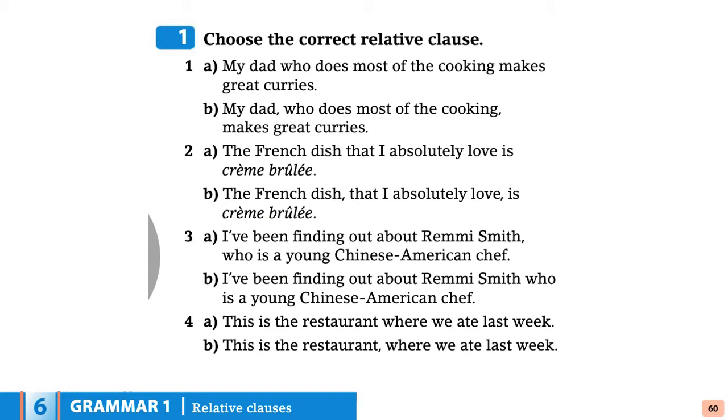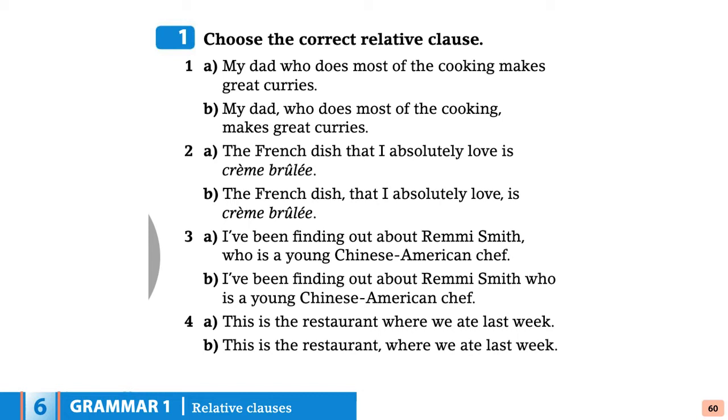Now, let's go to student's book, page 60, exercise number 1. Choose the correct relative clause. Alright, now remember, defining clauses, they are very important for the meaning of the whole sentence. Non-defining, it is an extra information that we don't really need. Okay, so take a look at these two sentences and tell me which one is correct, okay?